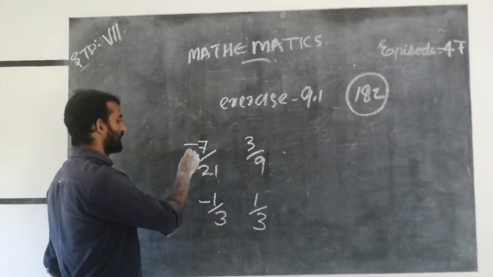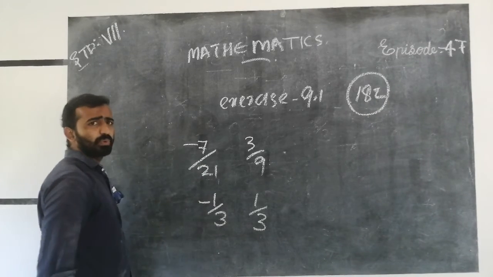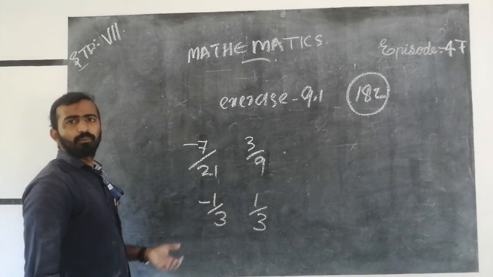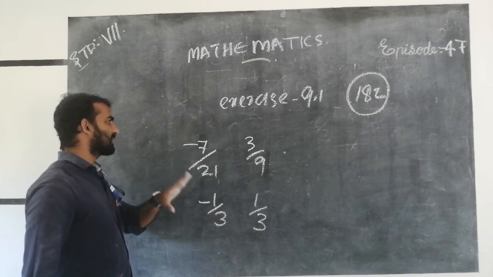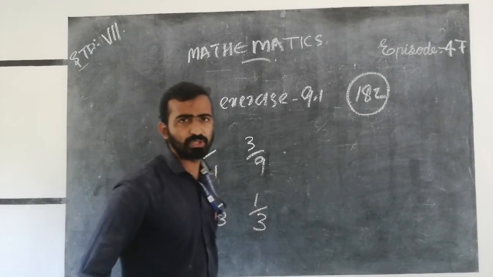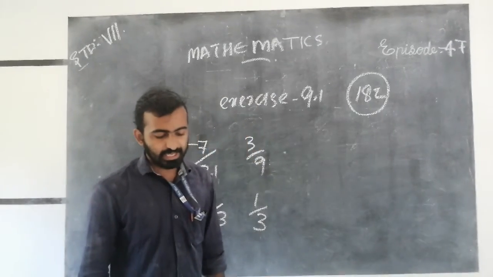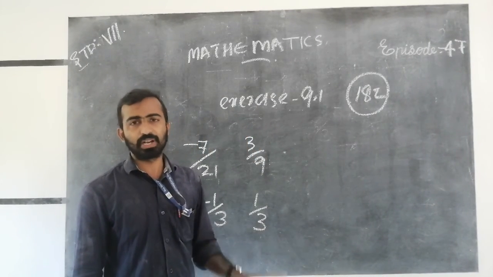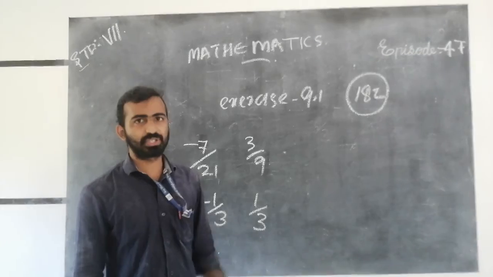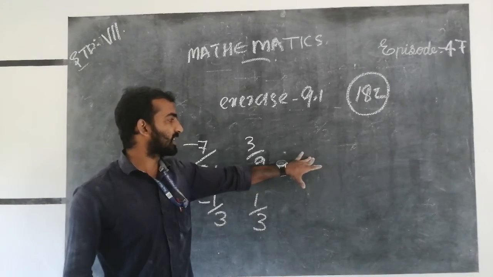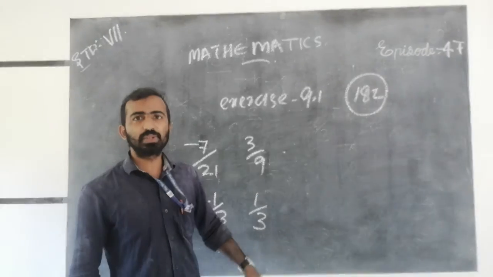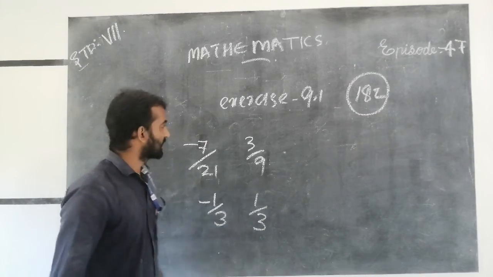Here we didn't first convert to standard form. First we see this is a negative rational number and this is a positive rational number. Then there is no same rational number, so there is no relation. We are clear on that. And next, we can discuss that.